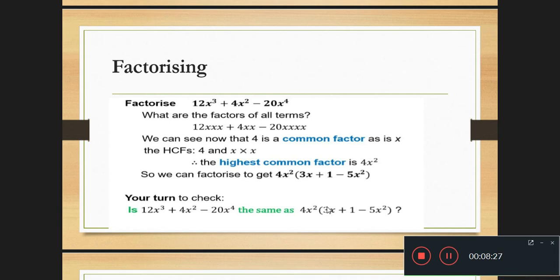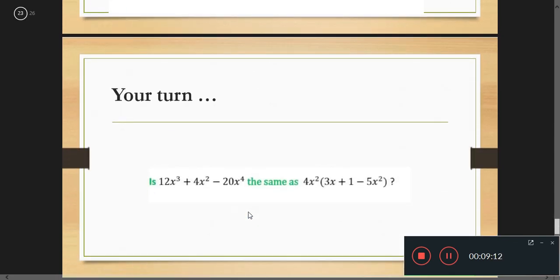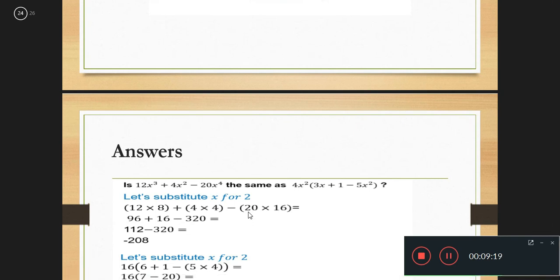Another example of factorizing is 12x cube plus 4x square minus 20x to the power 4. What are the factors of these terms? They are 12 times x x x, plus 4 times x x, minus 20 times x x x x, which is x to the power 4. We can see that 4 is a common factor, and x into x is also common. So we can factorize to get 4x square, and we are left with 3x plus 1 minus 5x square. We can also check this by using the previous technique. So this is a practice example for you. You can check your answer by comparing it with my answer.